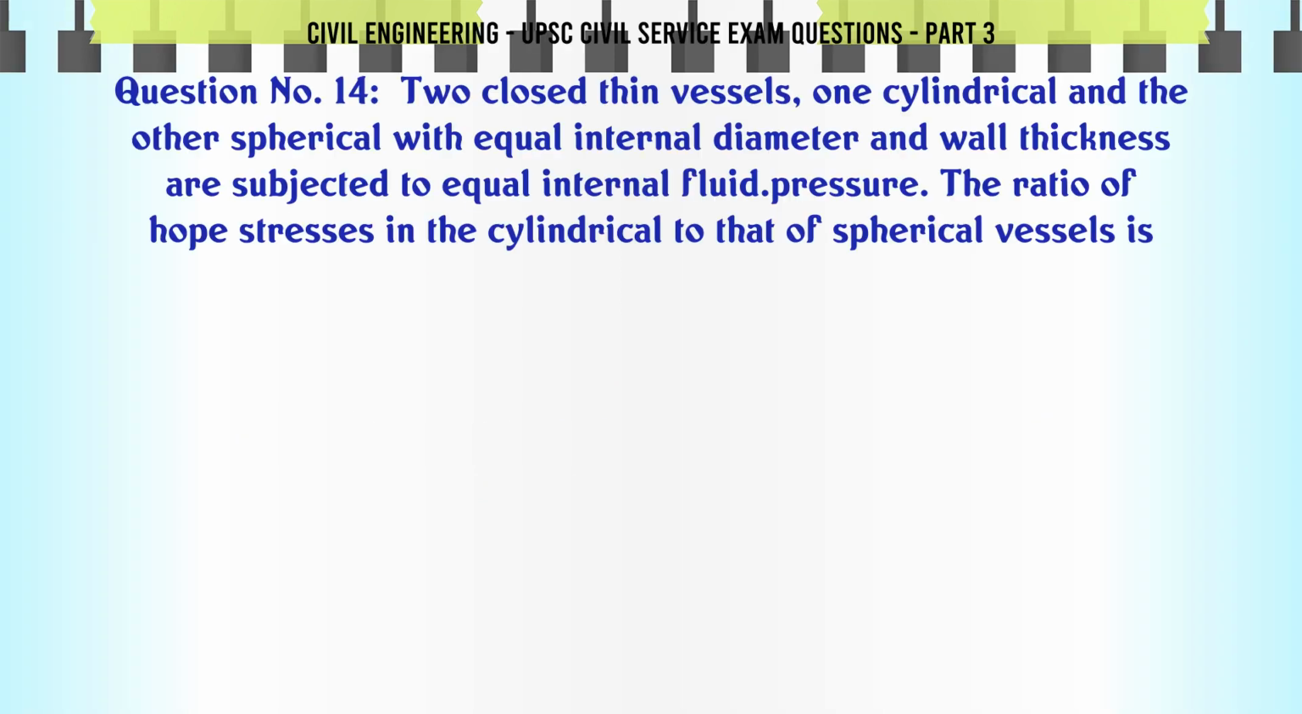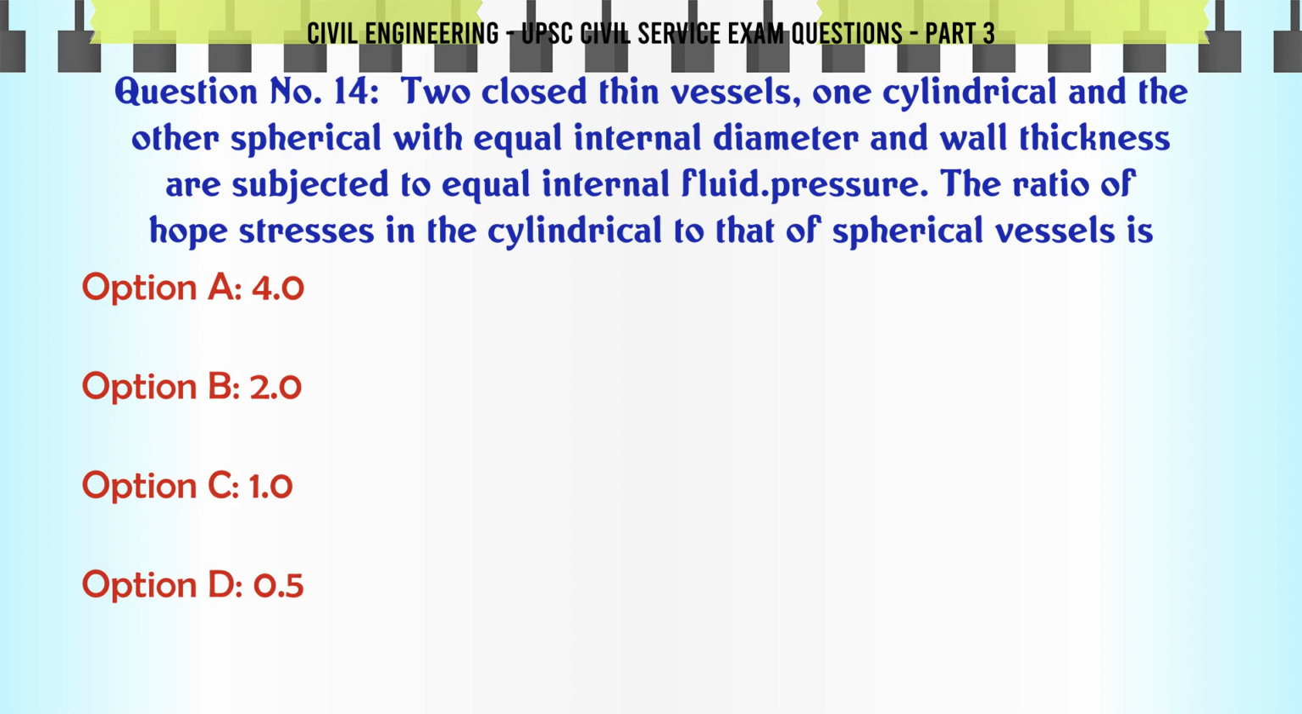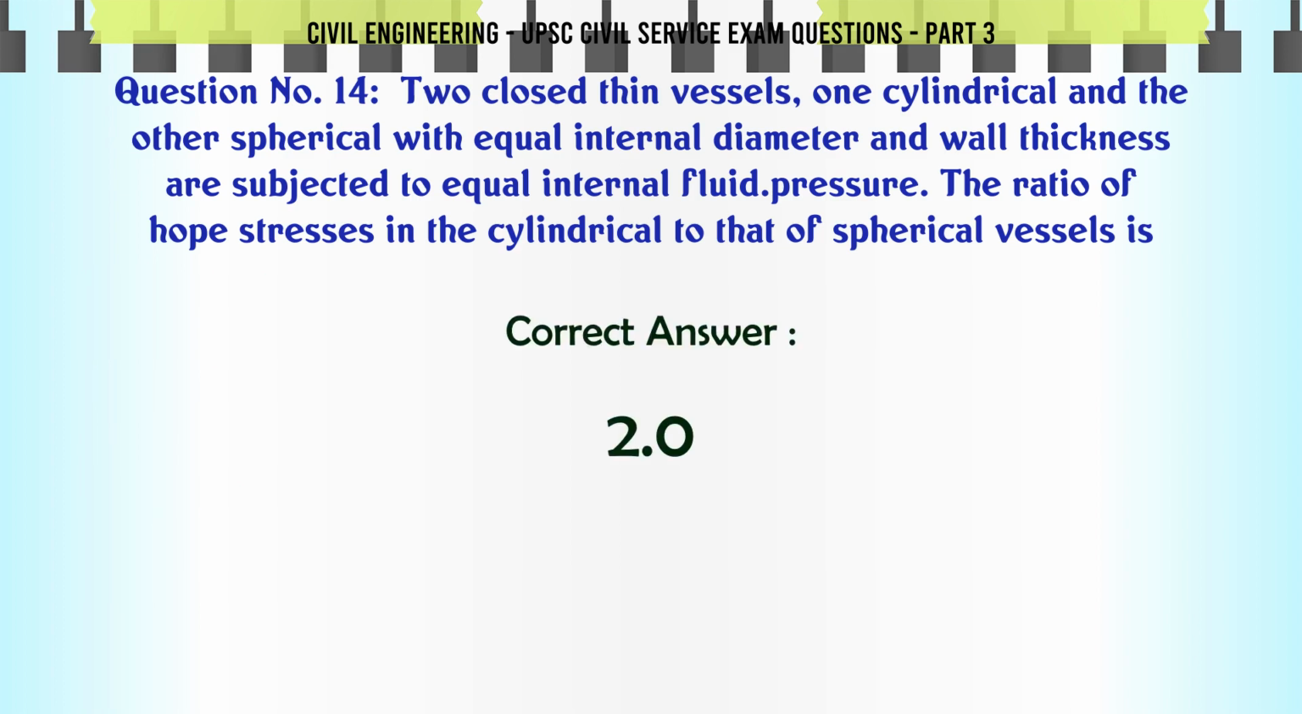Two closed thin vessels, one cylindrical and the other spherical, with equal internal diameter and wall thickness, are subjected to equal internal fluid pressure. The ratio of hoop stresses in the cylindrical to that of spherical vessels is A. 4.0, B. 2.0, C. 1.0, D. 0.5. The correct answer is 2.0.